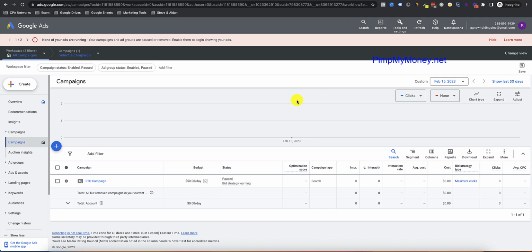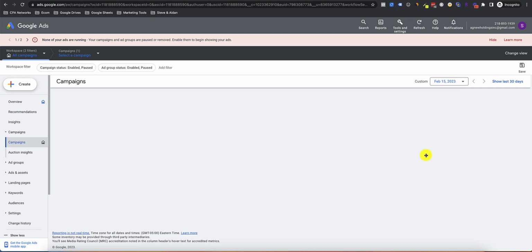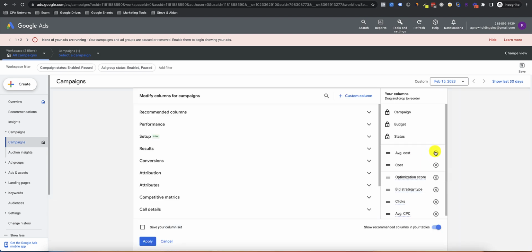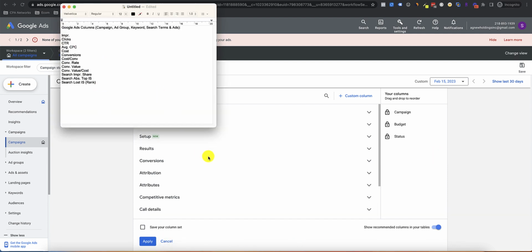These are going to be very similar to Microsoft. Some of them might be named slightly different, but essentially, it's going to be the same. So I'm over in Google, Campaigns. Let's go ahead and set up the columns here. I like to just delete everything that's here to start with. We're going to go ahead and add them one by one.